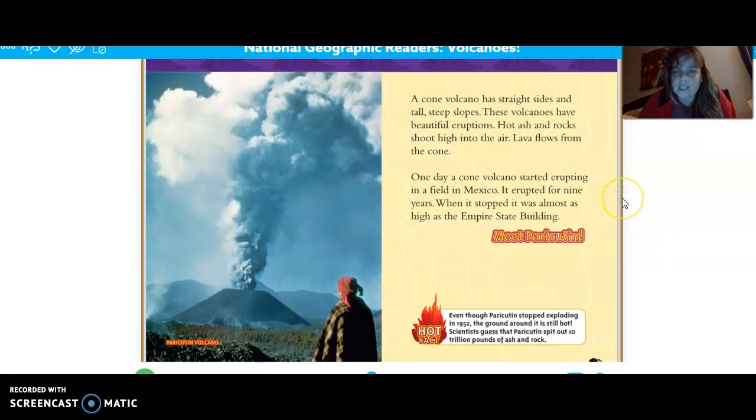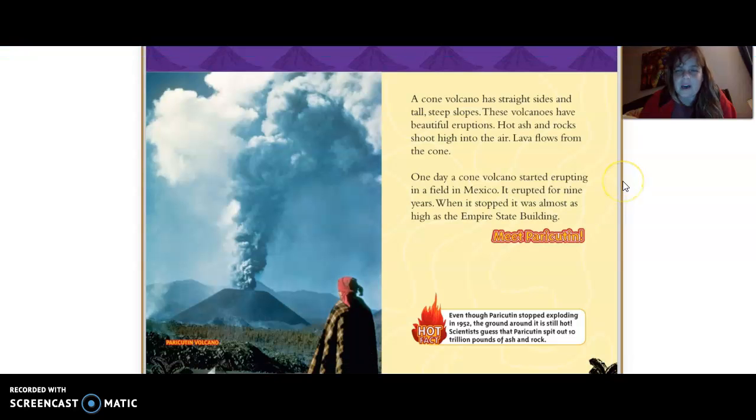A cone volcano has straight sides and tall, steep slopes. These volcanoes have beautiful eruptions. Hot ash and rocks shoot high in the air. Lava flows from the cone. One day, a cone volcano started erupting in a field in Mexico. It erupted for 9 years. When it stopped, it was almost as high as the Empire State Building.